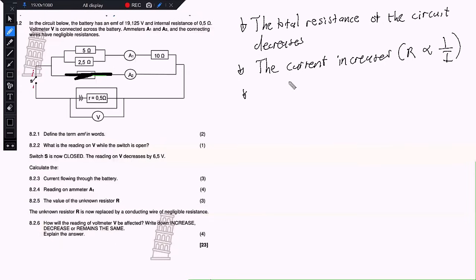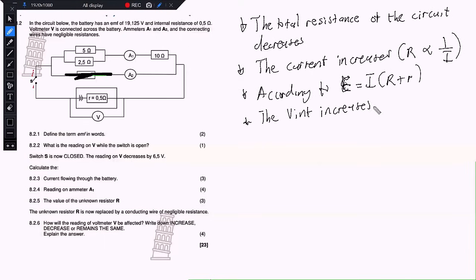Now, we know that according to E, EMF is equal to I(R plus r). If the current increases, the V internal increases and the V external decreases for a constant EMF, to maintain a constant EMF.